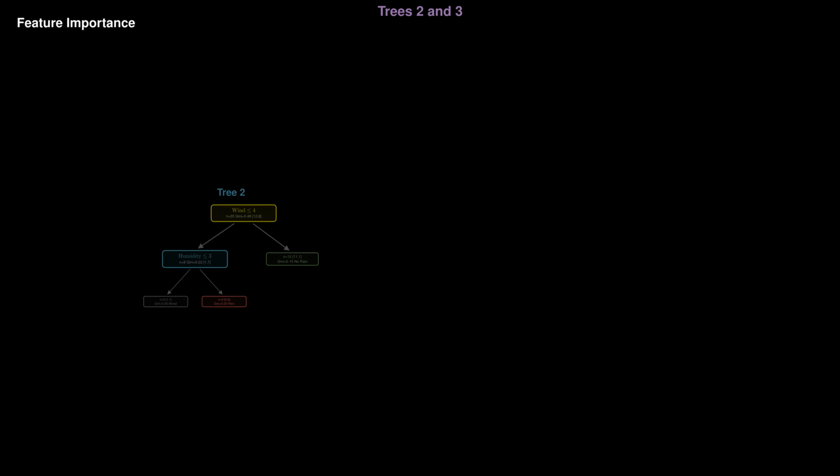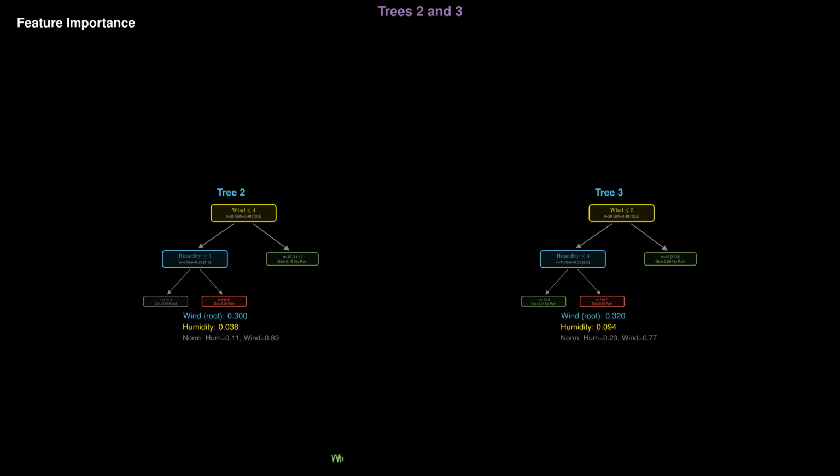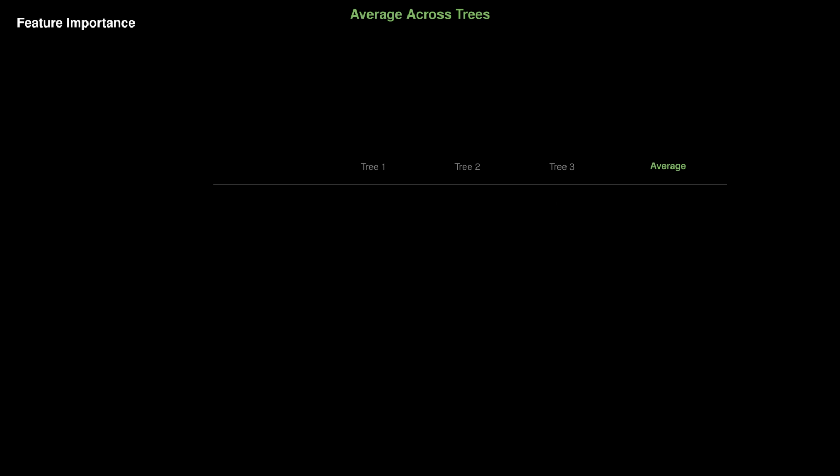Tree 2 splits on wind speed first. The root, cut at 4, separates most of the rain points. Wind's importance here is 0.3. Humidity only appears at a deeper split with importance 0.038. Normalize, wind gets 0.89. Tree 3 also starts with wind at 5. Wind's importance is 0.32. Humidity splits the left branch with importance 0.094. Normalize, wind gets 0.77.